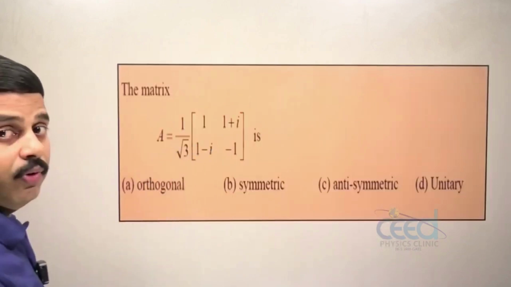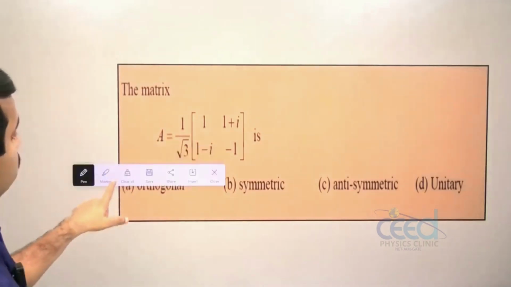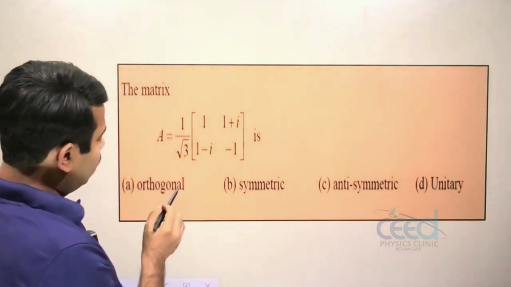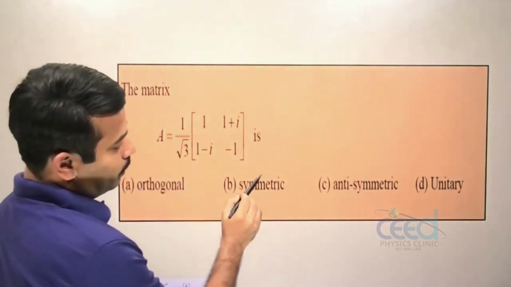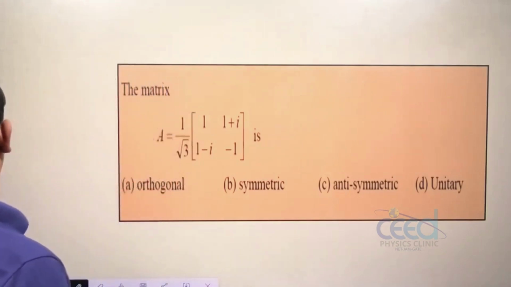Here one matrix is given, right? So let me take it. One matrix is given, so we want to check whether it is orthogonal, symmetric, anti-symmetric, or unitary, right? So let us check.